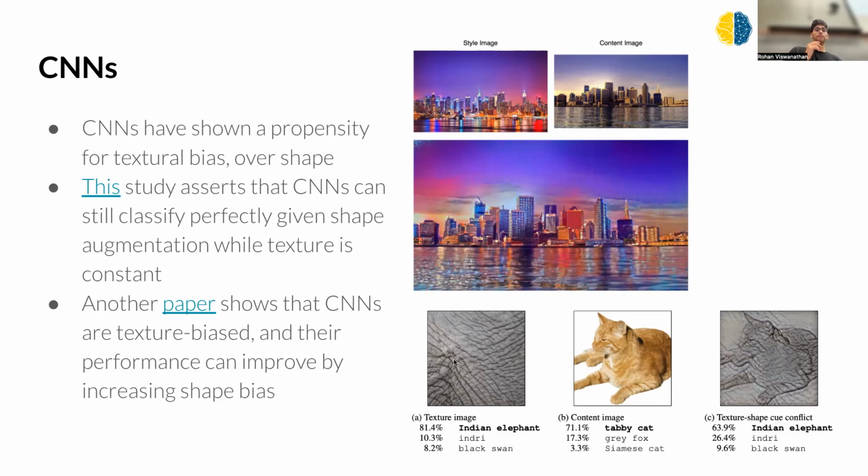This is from the paper that shows that CNNs are texture biased. You take a texture image, an elephant hide, and a content image of a cat. And if we apply the elephant texture to the cat, it's incorrectly classified as an elephant with 64% confidence.